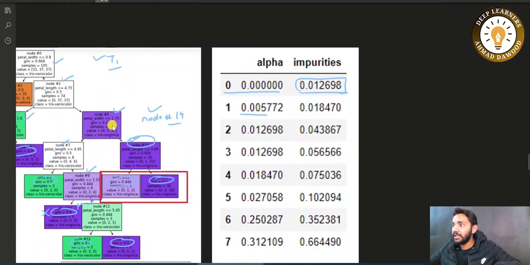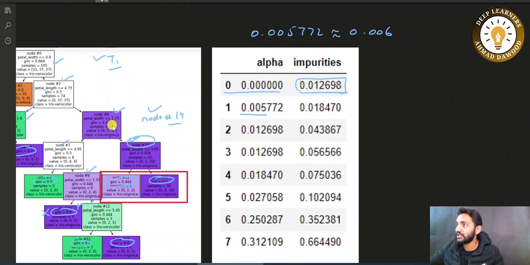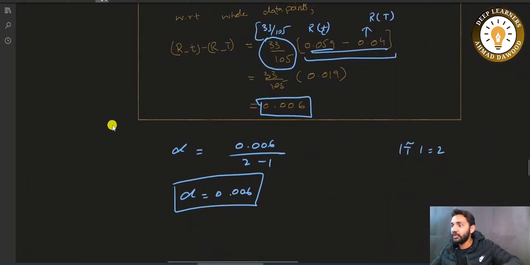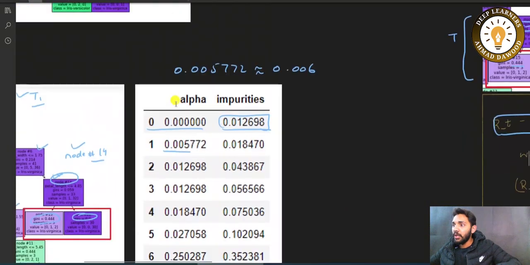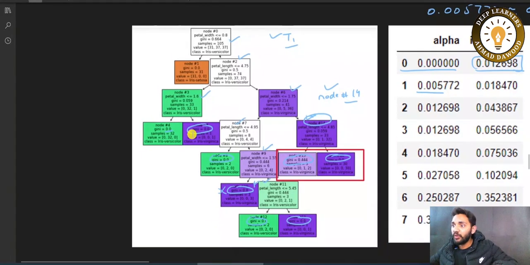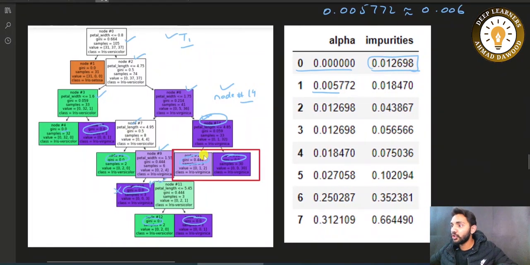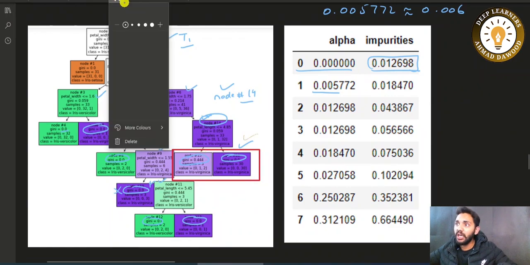So here you can see I have actually approximated. 0.005772, I have approximated that value equal to 0.006. That's why I have here 0.006. Okay, in that case. So here you will calculate the alpha value for each non-terminal node and prune the branches of the terminal node that is having, you can say, minimum alpha value.